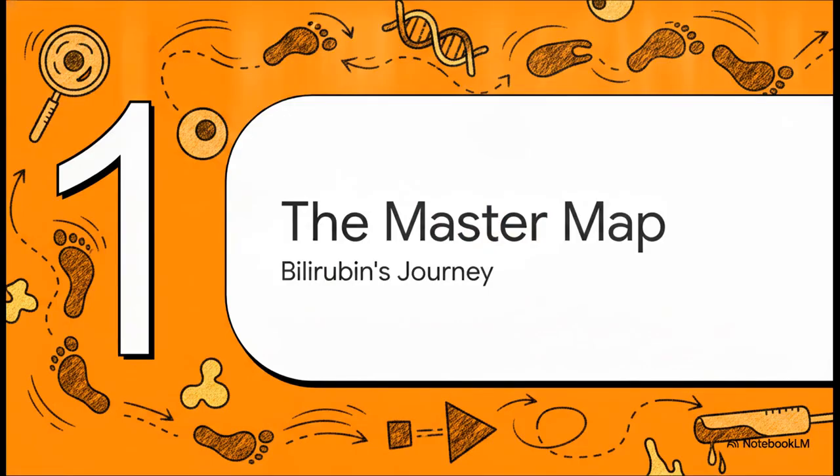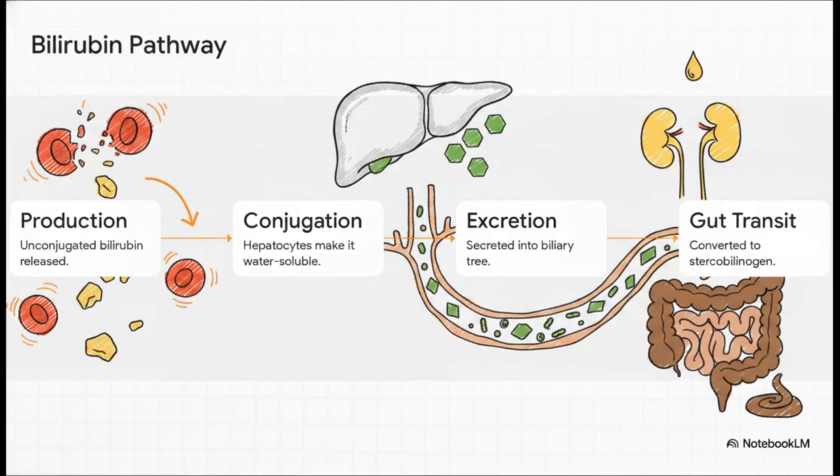Section 1. The Master Map. Bilirubin's Journey. To solve this whole mystery, we really have to memorize this pathway, because literally everything else follows from it. Think of it like a giant plumbing system.